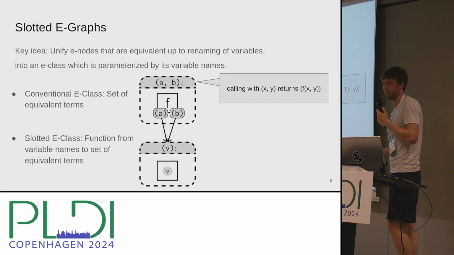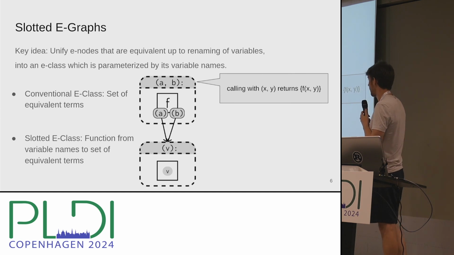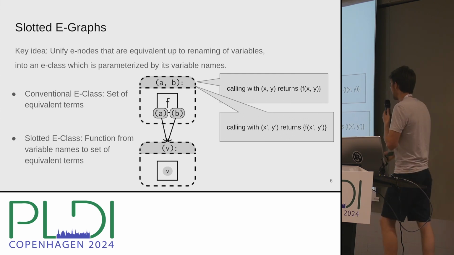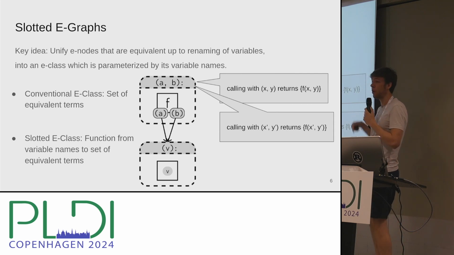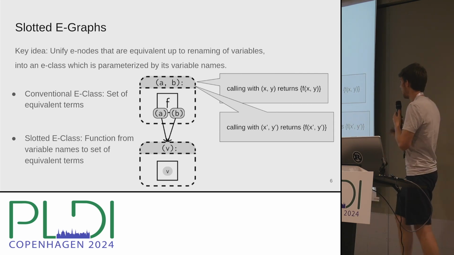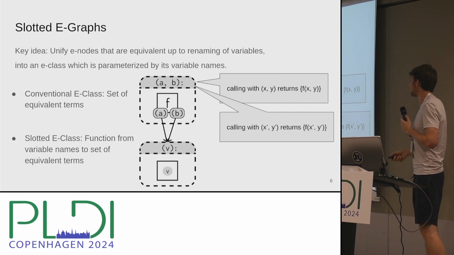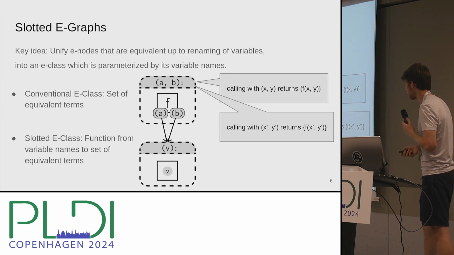That's the basic idea. Now we can also call this function, for example, with x prime, y prime, and we get f of x prime, y prime as output. And that's great, because these two terms were the original ones that weren't shared before, but now they are apparently shared in this e-graph. Yeah, that's wonderful. So better sharing at this point.